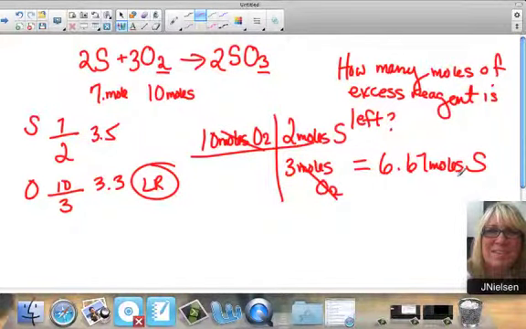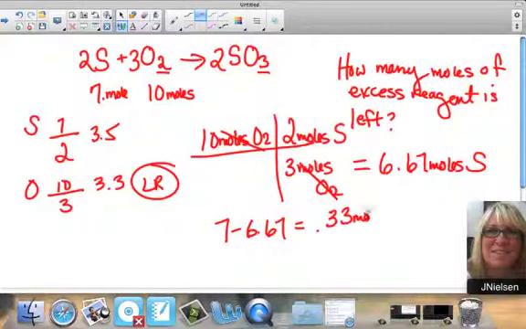So if I use my entire 10 moles of oxygen, I need to combine it with 6.67 moles of sulfur. Well, they're asking me how much excess reagent is left. Well, 7 minus 6.67 is going to give me about 0.33 moles of sulfur in excess.